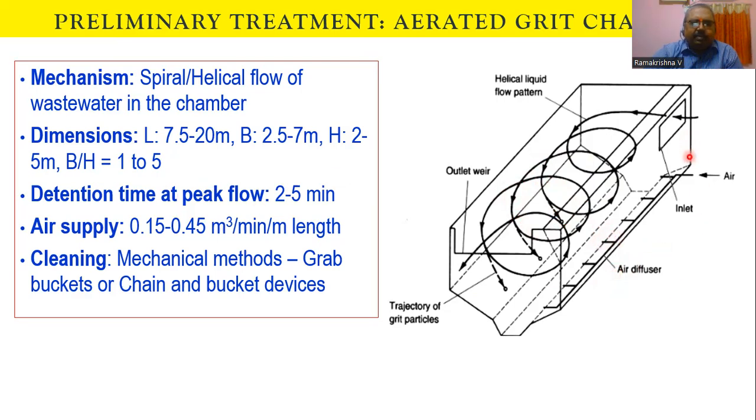In this picture, it is a fairly long channel with small width and height dimensions. Usually the length is 7.5 to 20 meters, the width is 2.5 to 7 meters, and H is around 2 to 5 meters. The width is slightly larger than the height, so that B by H is 1 to 5. The detention time is designed at around 2 to 5 minutes. The air supply through the air diffuser at the bottom is around 0.15 to 0.45 cubic meters per minute per meter length.